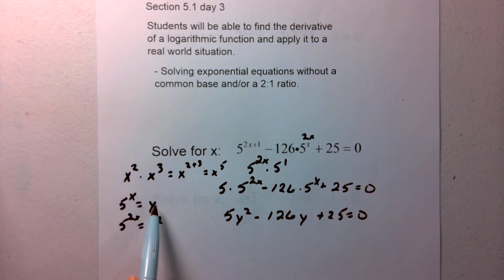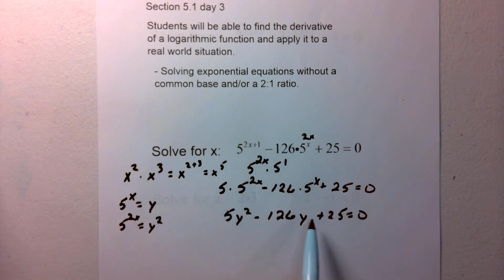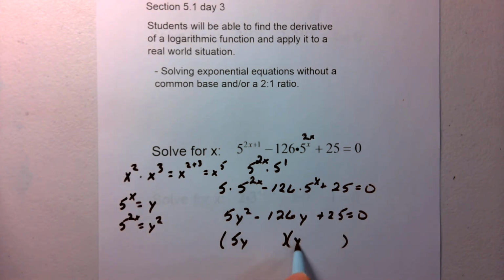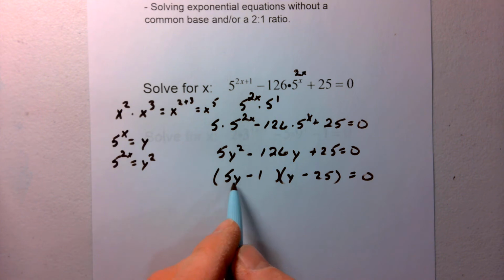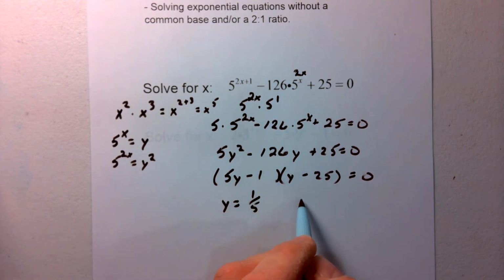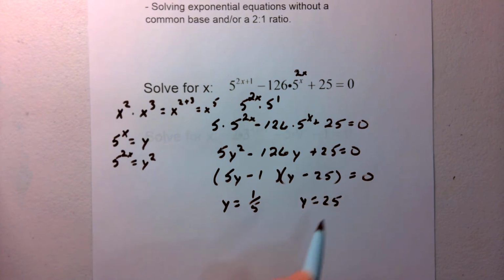Remember, this y and y squared, it's arbitrary. We could let this be any variable we want, but it allows us to get into a form that we know something about. We know how to solve this equation because now it's in a quadratic form. So we're going to go ahead and factor this. So we have 5y minus 1 times y minus 25 equal to 0. Again, just like yesterday, we're going to go ahead and solve for y. So y is going to equal 1/5 here, and the second one, y is going to equal 25.